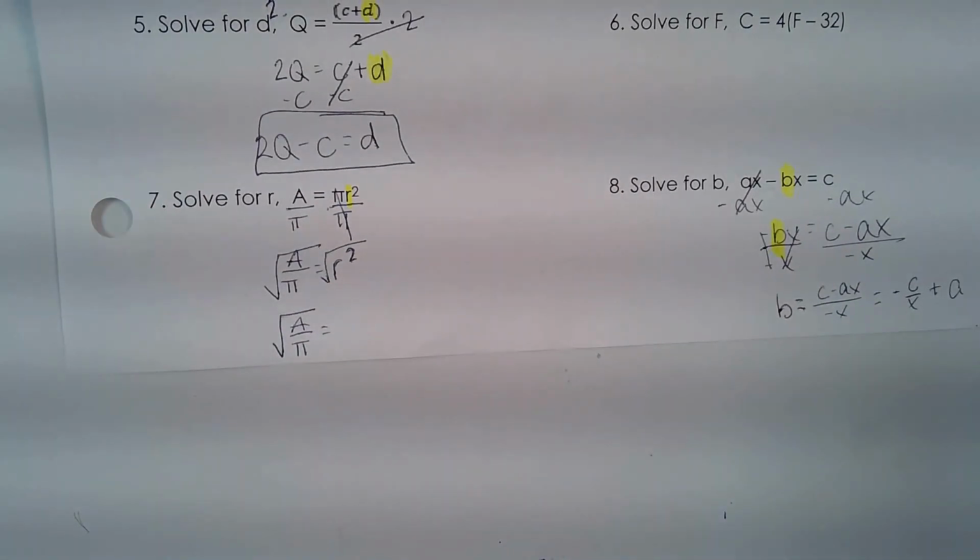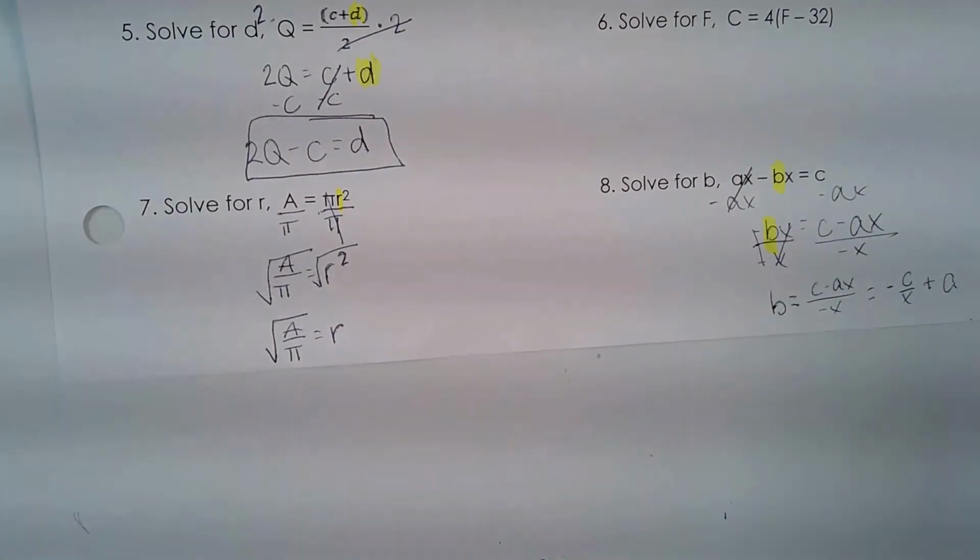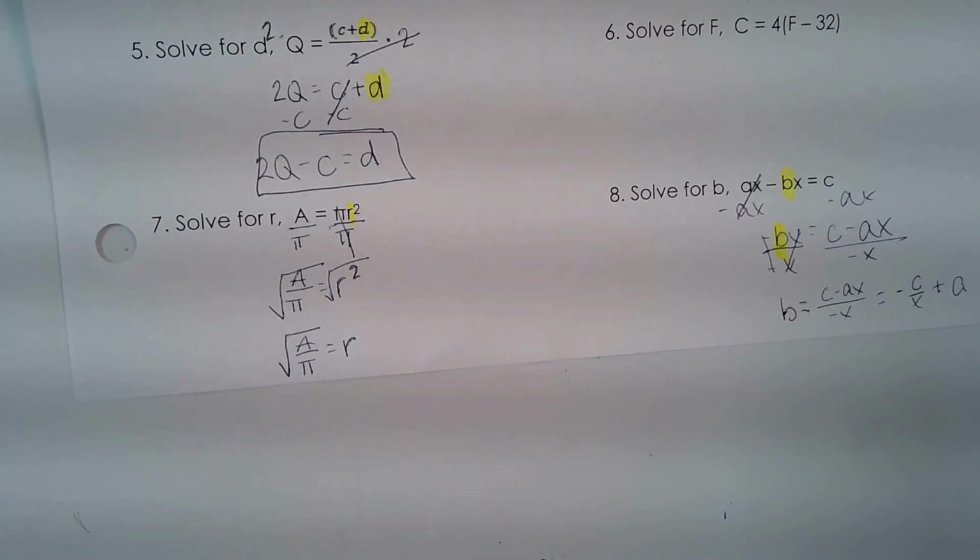Equals, what happens when you take the square root of R squared? What do you get? It's just R. So whatever was squared just drops out. Is that okay? Questions?